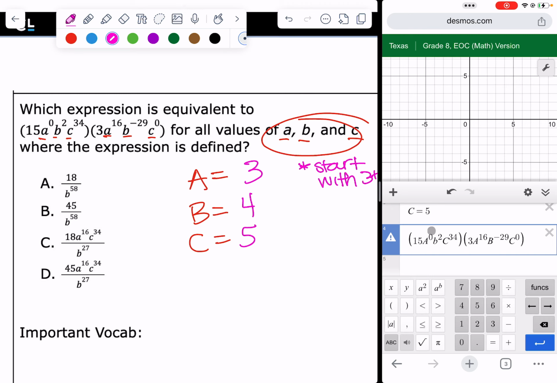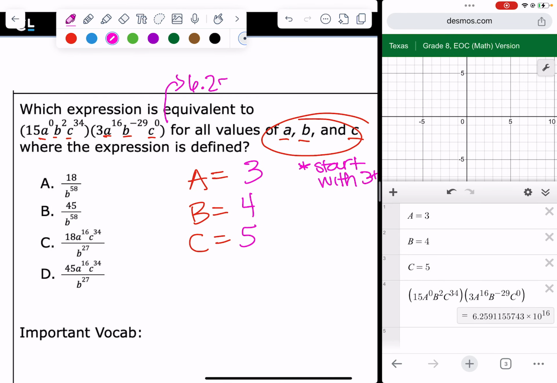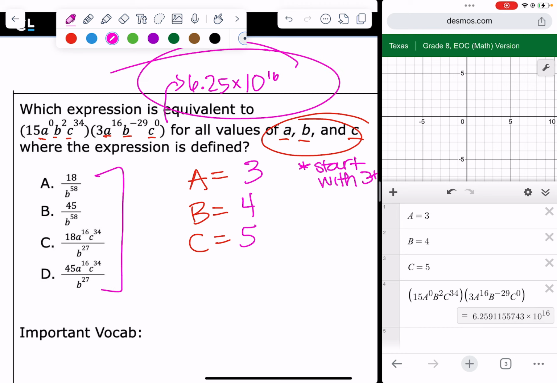So, if I look at this, I see, okay, 15A, capital A, 0, and then I see this B is not capital. If it's not capital, it will not work. They all have to be big letters. So this equals 6.25 times x to the power of 16. This is what I want right here when I put the answer choices in Desmos.